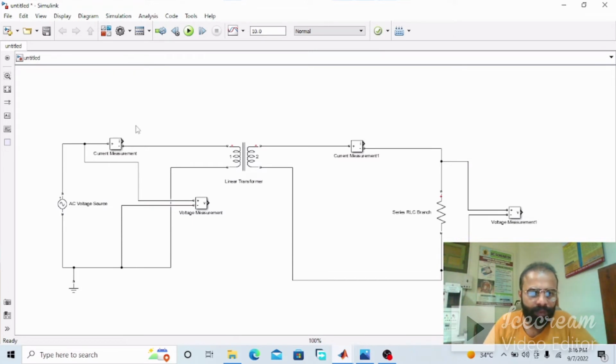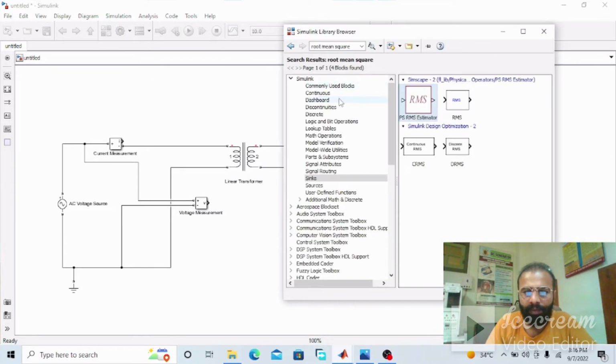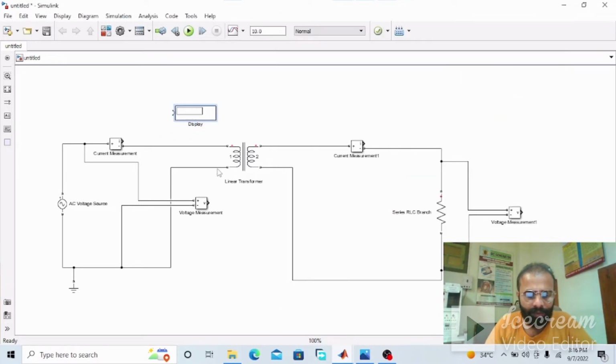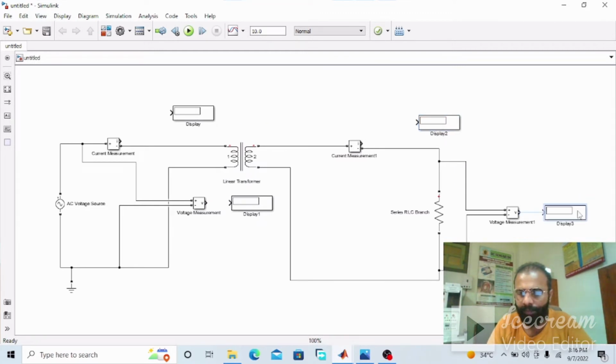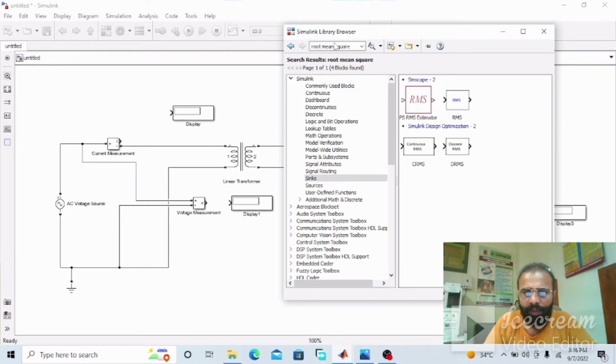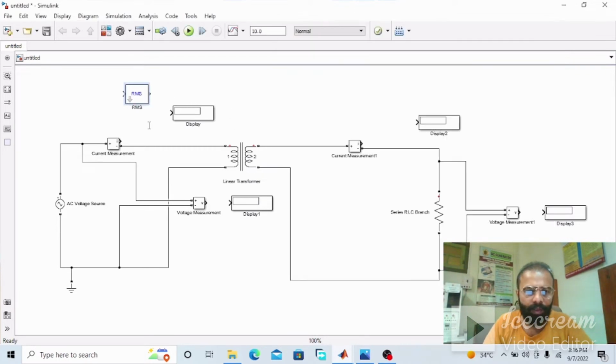Now we need to display the measurements of the current and the voltage in terms of the magnitude. So we need the display box. You can find this display box from the Sinks. So another display box we need for this voltmeter, another display box we need for this ammeter, and again another display box for the voltmeter. Now the measurements are to be measured in the root mean square value. So select here, write root mean square and drag the root mean square block into the Simulink block.